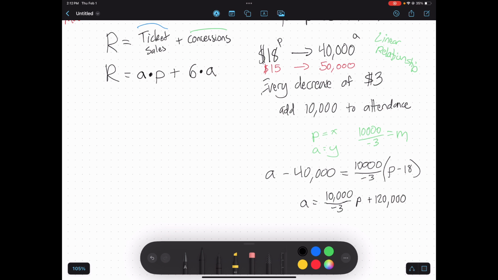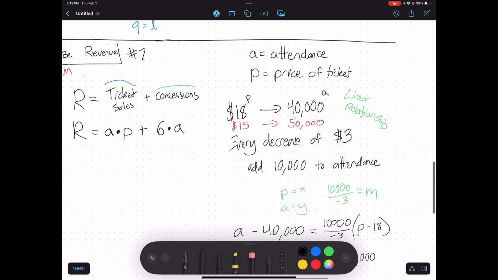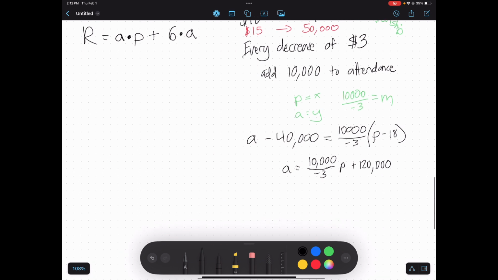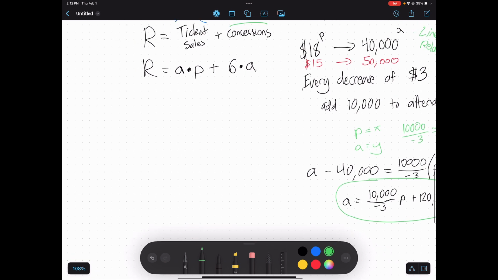Well, awesome. So what this does is that gives me my attendance equation all in terms of price. And so now, this was my constraint. This represented my constraint because it was the additional information that I needed to solve this. So this was my constraint.